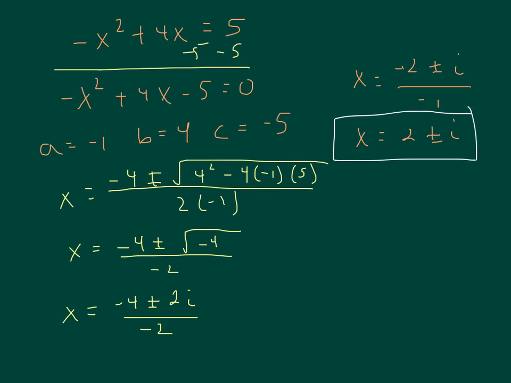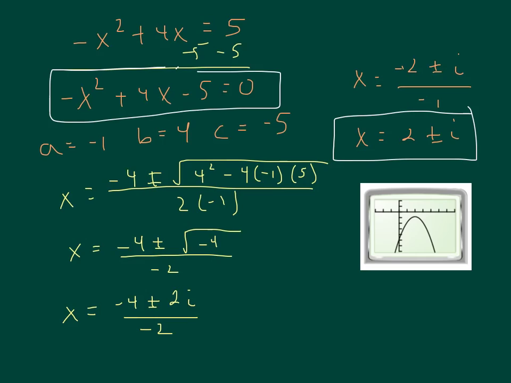Alright, now what does this tell us? This tells us that we don't cross over the x-axis. Let's take a look at the graph of this standard form parabola here. And lo and behold, it opens down and never touches the x-axis. See, it opens down with a negative y-intercept. So there's your -5 opening down.